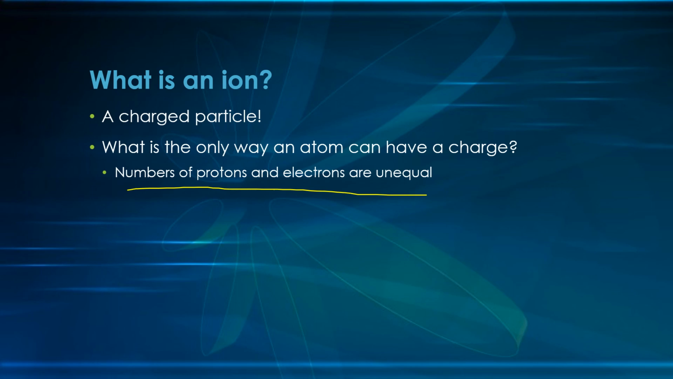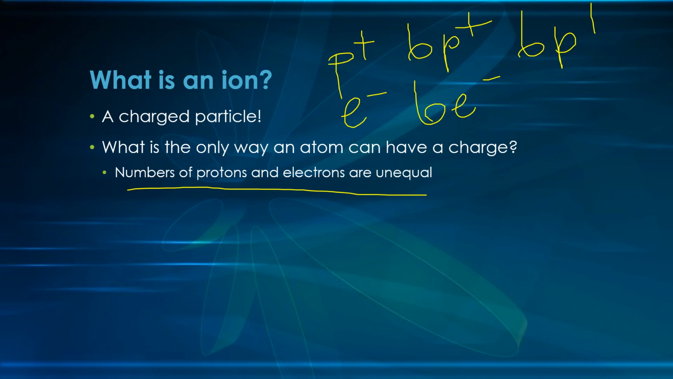So protons have a charge of +1, electrons are -1. So if these two numbers are different, let's say that there are 6 protons. If an element has 6 electrons, it's neutral, it's an atom. But if it has 6 protons and say 8 electrons, it's not neutral anymore. Now there are more negative charges than there are positive charges. So in this case, because I have 2 more electrons than protons, there would be an overall -2 charge. This would be a negatively charged ion. So the only way an atom can have a charge is if the number of protons and electrons are unequal.